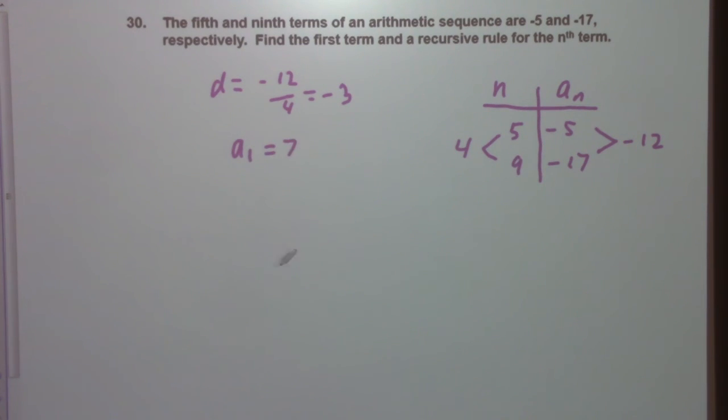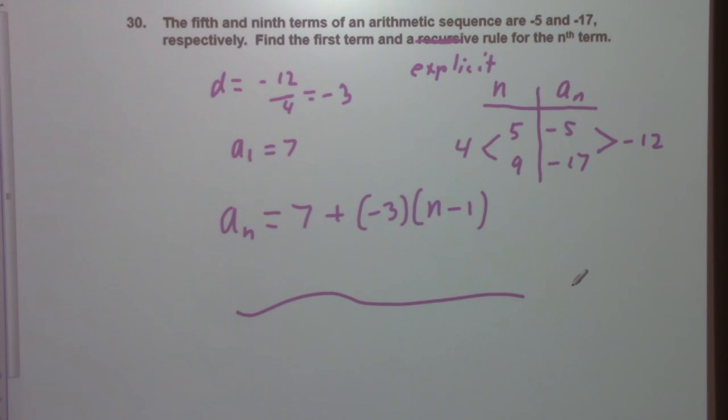Yeah. And so what is our explicit rule going to be when we're going explicit? So A sub n is going to be 7 plus -3 times n minus 1, okay? And sometimes you'll see this just as a 7 minus 3 times that also, right? Which would be the same thing. So that'll be that.